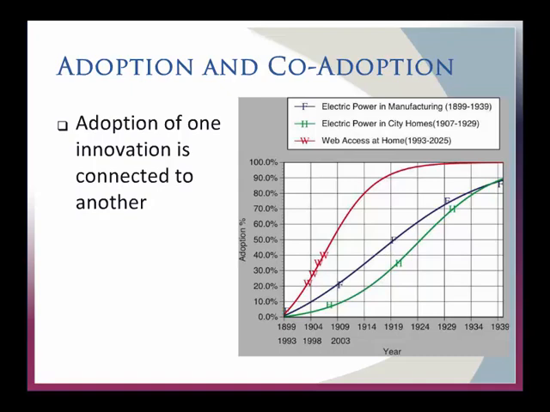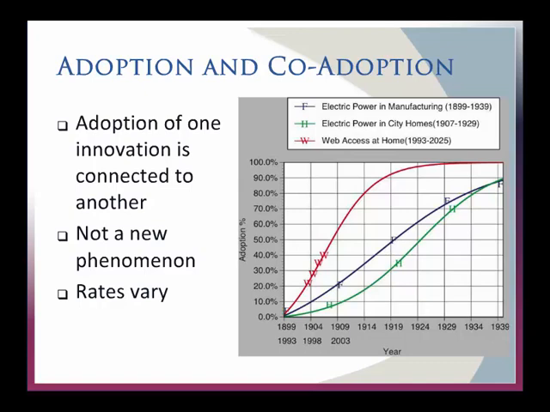What you're looking at in this graph is a chart of electric power in manufacturing, which preceded electric power in city homes. And you think electric power was adopted fast. Look at what happened with web access in the home, where we're looking at potentially coming close to 100% adoption in the very near future. It is not a new phenomenon, and the rates can vary wildly on this, but it's just a matter of where the adoption of one innovation actually influences the adoption of another.